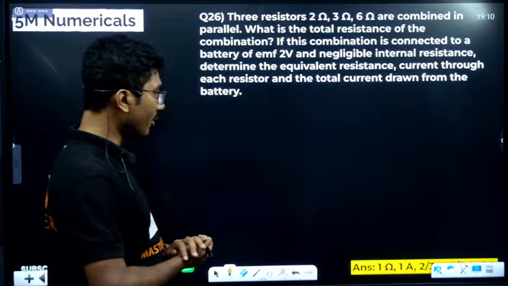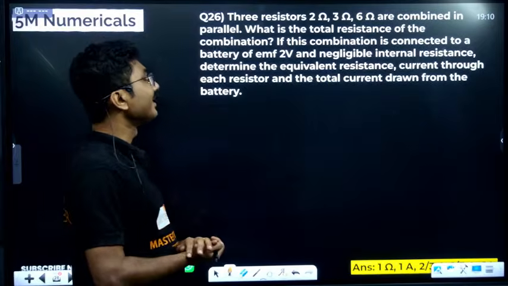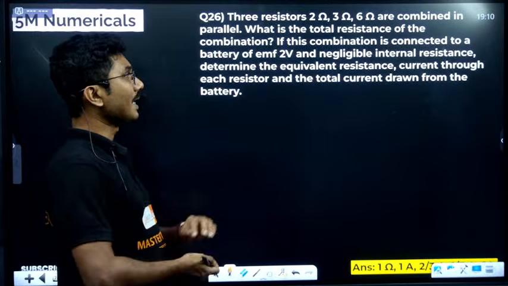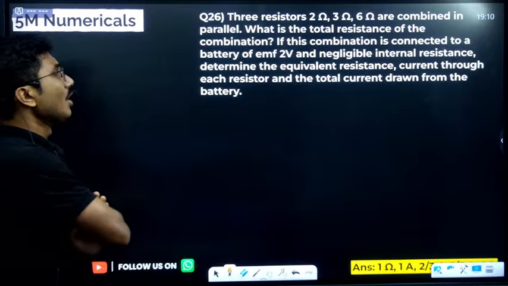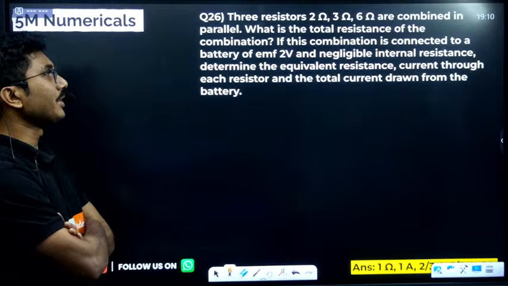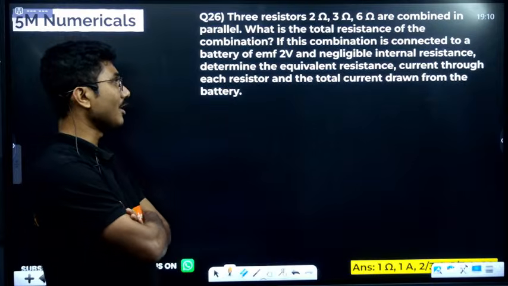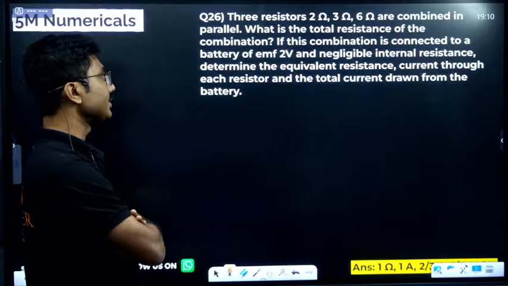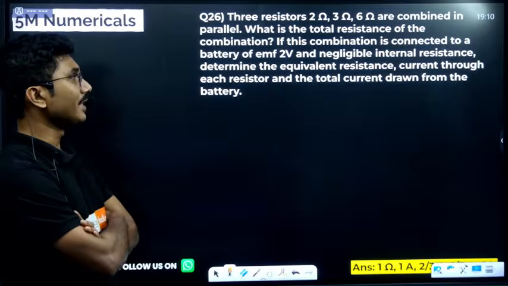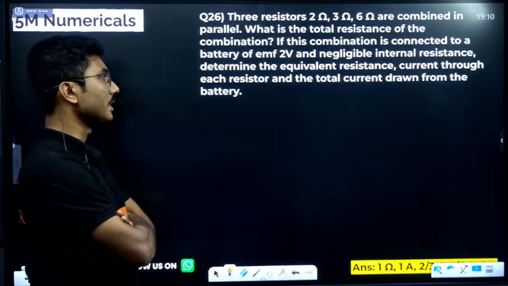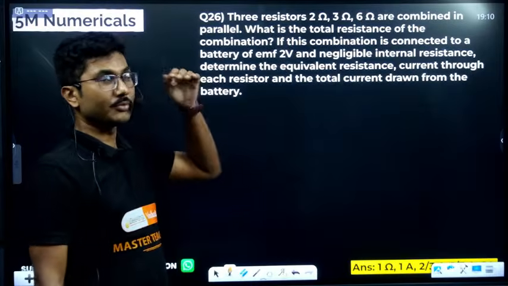Now let's move on with the next question. Three resistors, 2 ohm, 3 ohm, 6 ohm, are combined in parallel. What is the total resistance of the combination? If this combination is connected to a battery of EMF 2 volt and negligible internal resistance, determine the equivalent resistance, current through each resistor, and total current drawn from the battery. So three parts you have to solve.